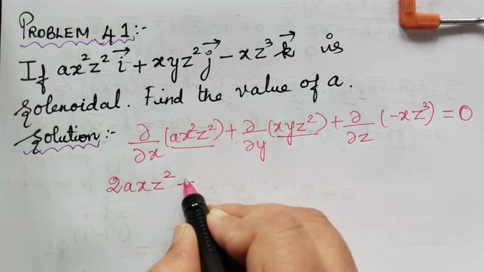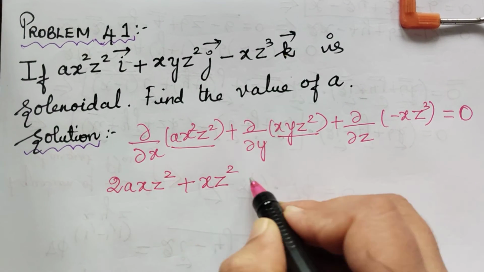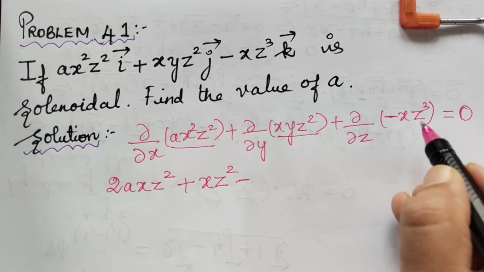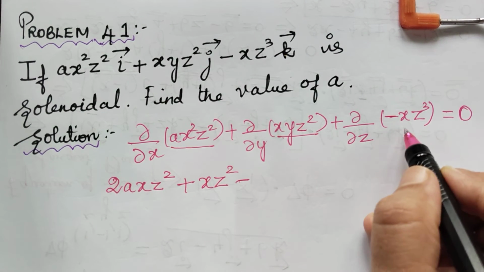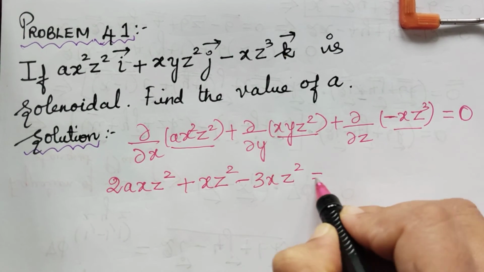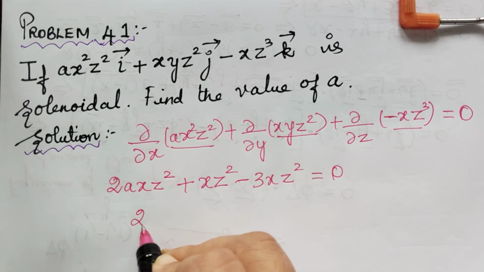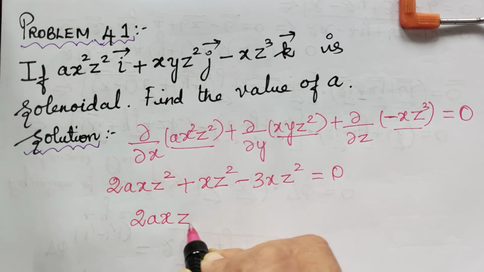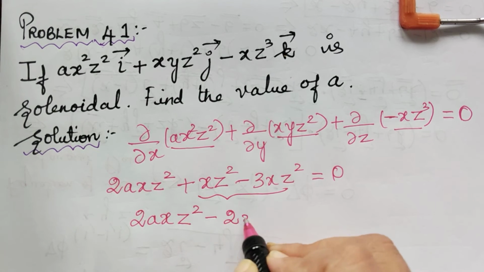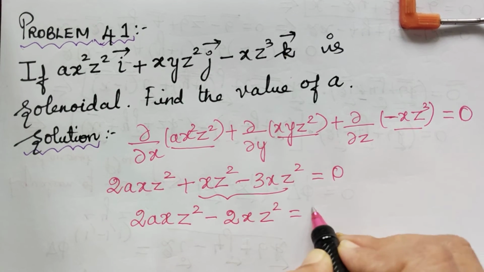So now partially differentiating this with respect to x, we get 2a x z square, and partial differentiation of this with respect to y, we get x z square, because the differentiation of y is 1. Negative, this negative sign I have written, and partial differentiation of this with respect to z, so 3x z square is equal to 0. Now from this we can write 2a x z square, and this becomes negative 2x z square is equal to 0.